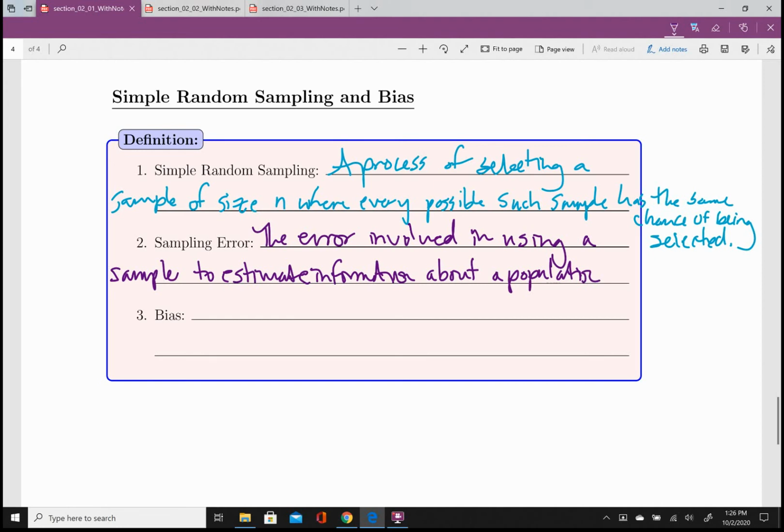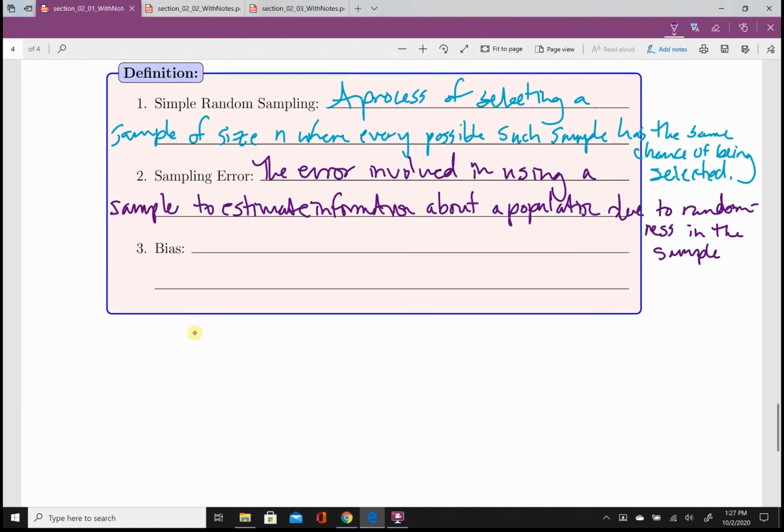Due to randomness in the sample. Okay, so sampling error can only really occur when we're doing inferential statistics. If we're just trying to conclude something about a sample, then there's not going to be any sampling error, because you're just trying to conclude something about the small group that you have collected data upon.